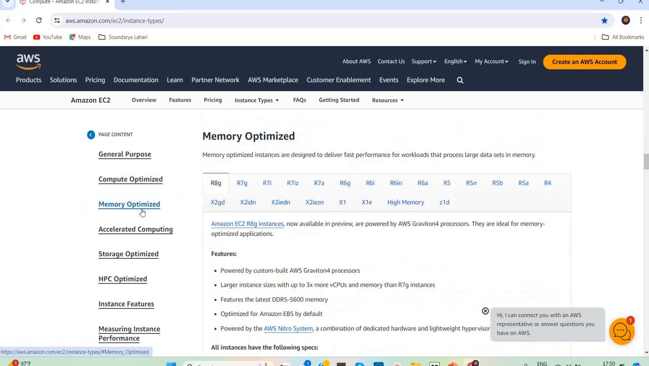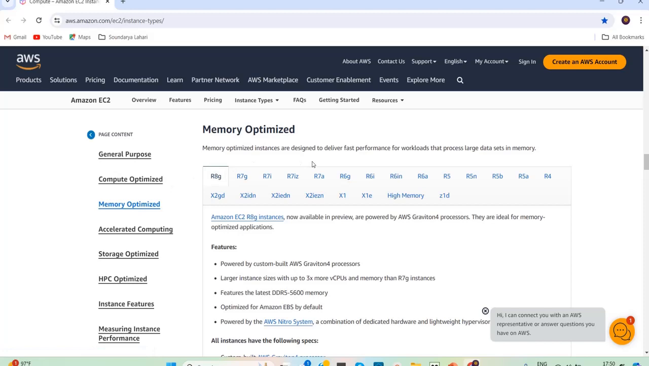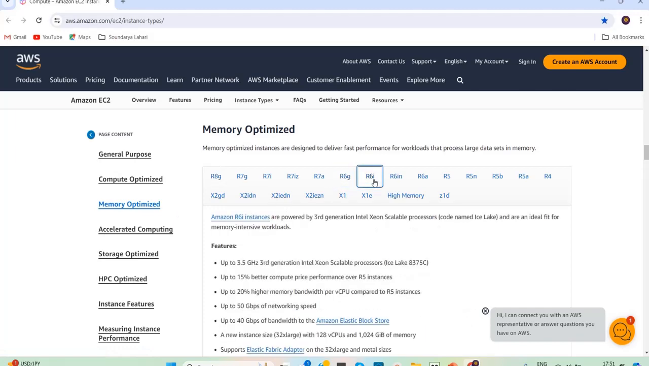Then the third one is memory optimized. Memory optimized instances are designed to deliver fast performance for workloads that process large data sets in memory. So here the performance is also fast and it can handle a large load. So if your project has this kind of requirement, you can opt for this memory optimized instance, and in that also you can select any of these.